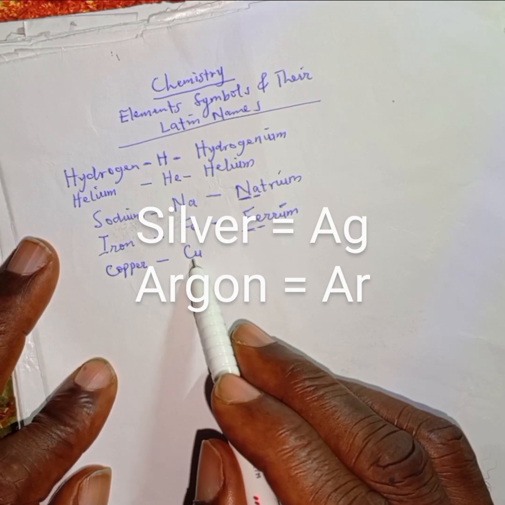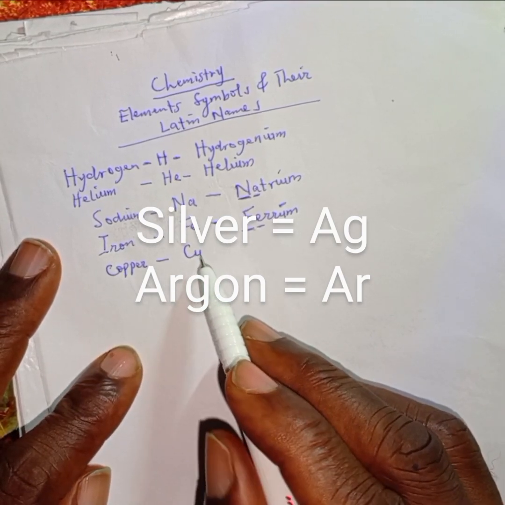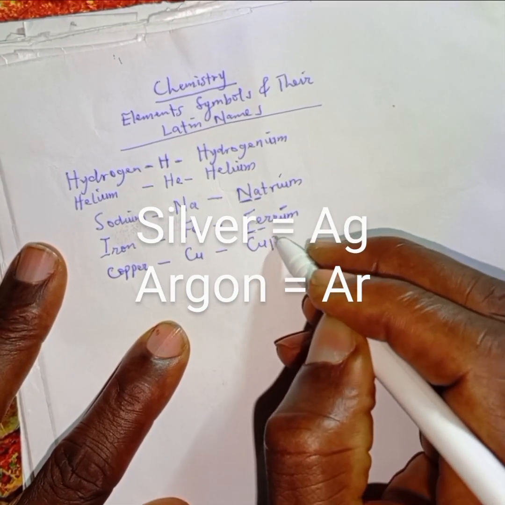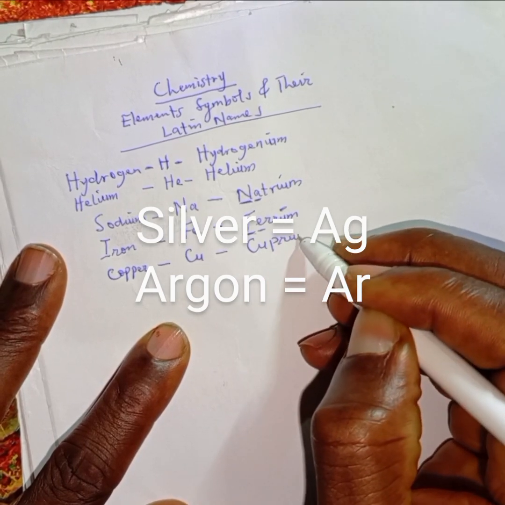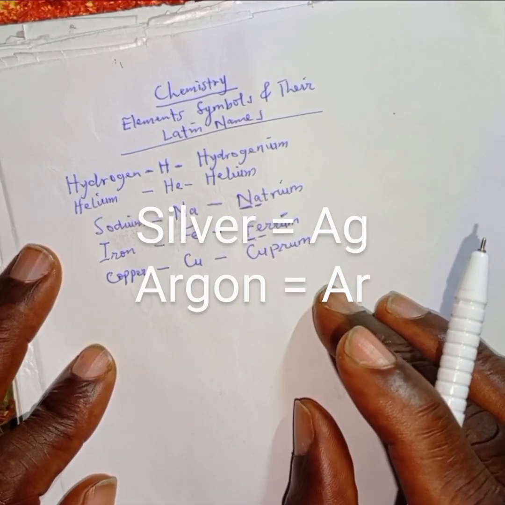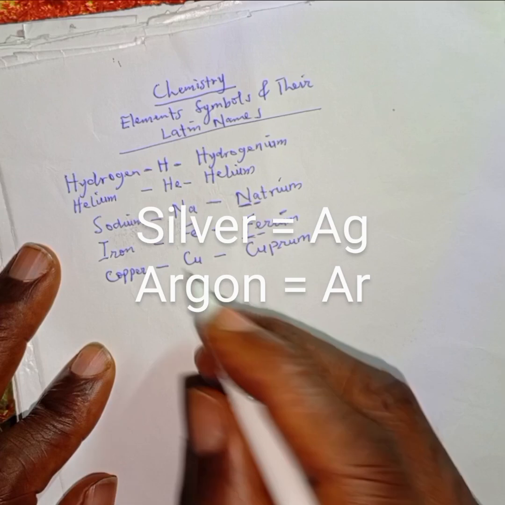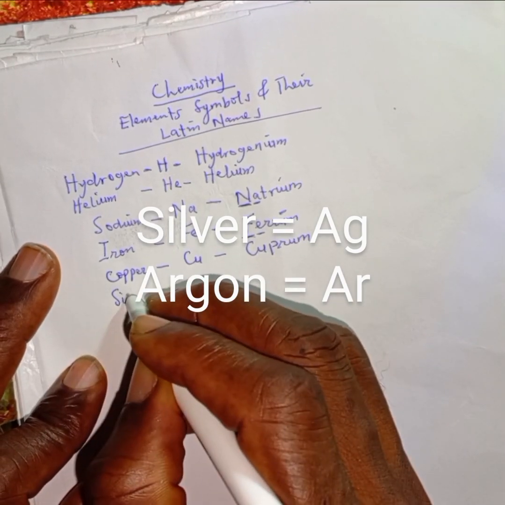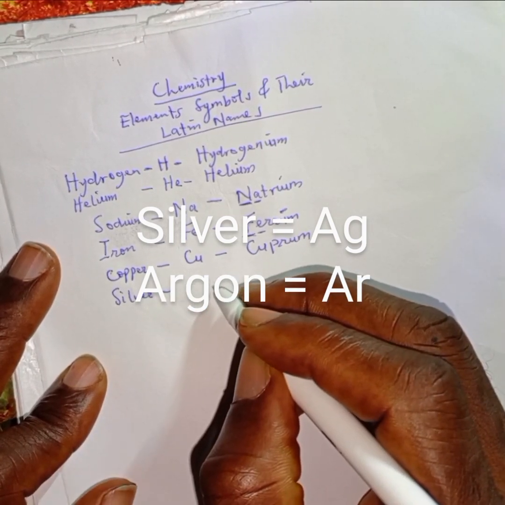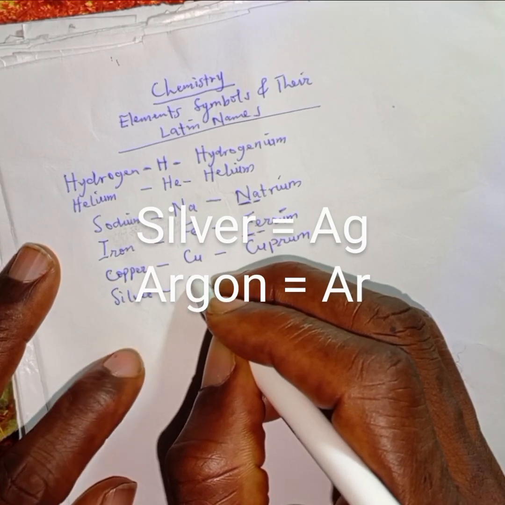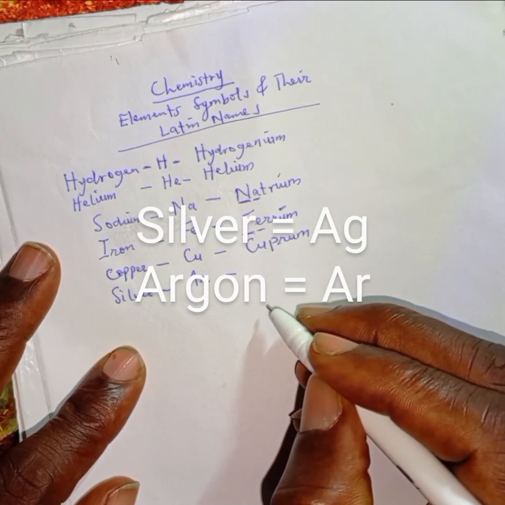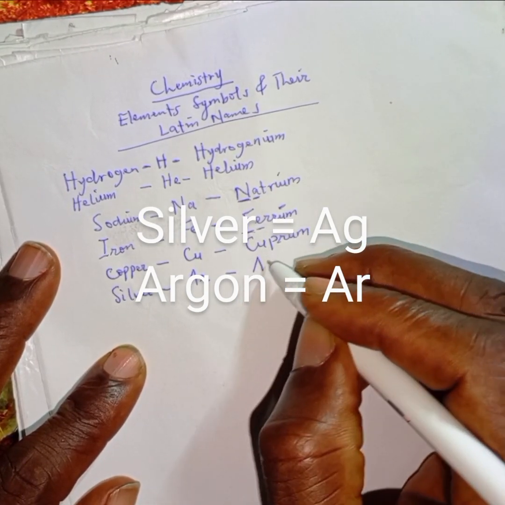Then you have copper. Cu comes from the Latin name cuprum. So we have all these for some of the metals. You have silver. One would have expected that for silver we should take S, but the symbol for silver is Ag, and the Latin name is argentum.